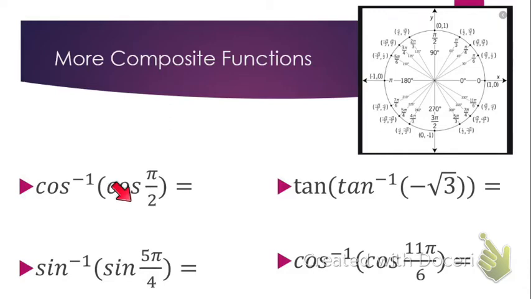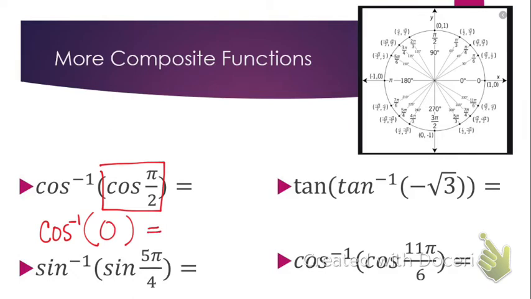So let's start off by figuring out, we start from the inside and work our way out. So we're going to begin by finding the cosine of pi over 2. So let's find pi over 2. And what is the cosine? 0. So now we're going to find the inverse cosine of 0. And the inverse cosine of 0 is pi over 2.